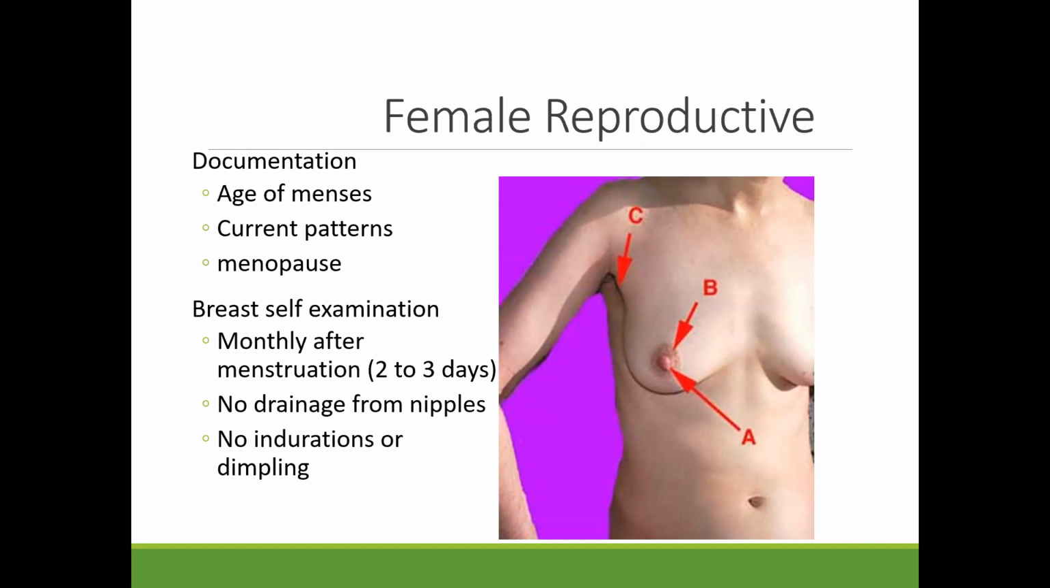But questions we still want to ask: age of menses, any current patterns, are they in menopause? Because that's going to change some things. Breast self-exam, we do want to talk to them. Do they do the breast self-exam? It should be monthly after menstruation. Any drainage from the nipples, any indurations or dimpling. Are they of age where they need mammograms? Are they getting the mammograms? Do they have any pain in their breast?